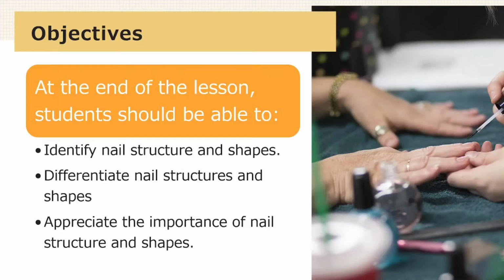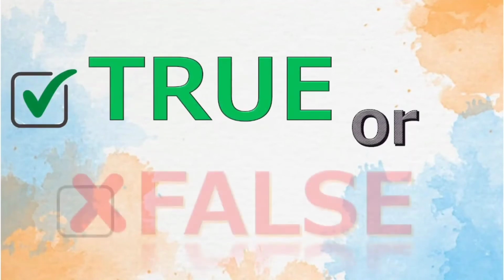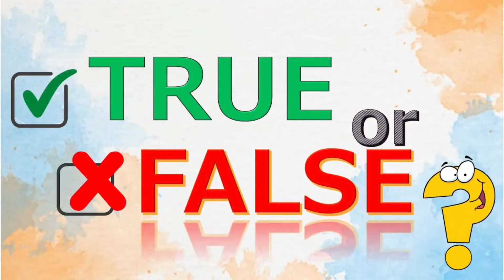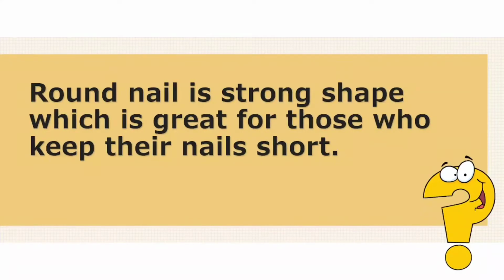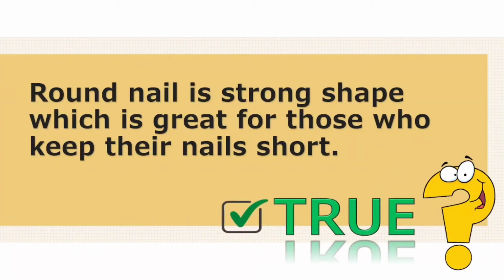But before we begin our lesson for today, I want you to get your TLE notebook and answer the following statements if it is true or false. Write true if the statement is correct and false if the statement is wrong. Okay, are you ready? Number 1. Round nail is a strong shape which is great for those who keep their nails short. Is it true or false? Okay, the answer is true.